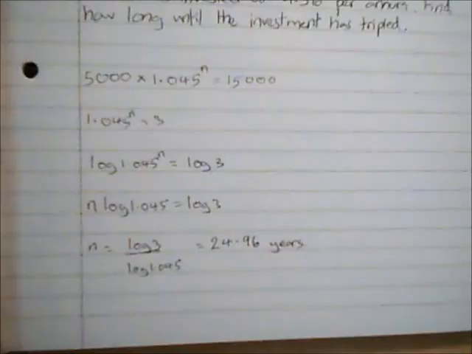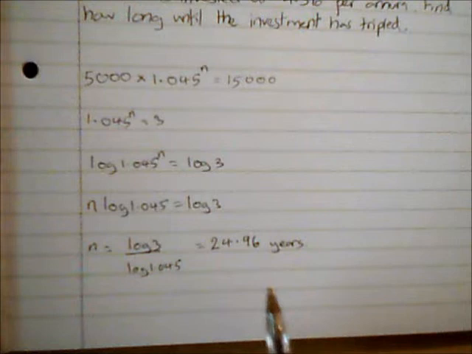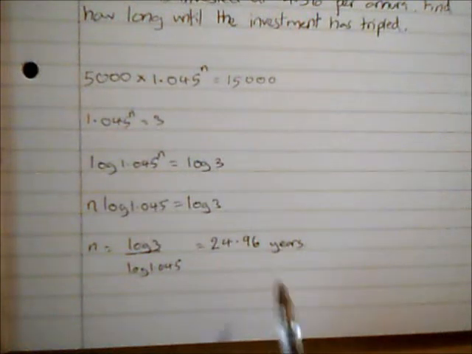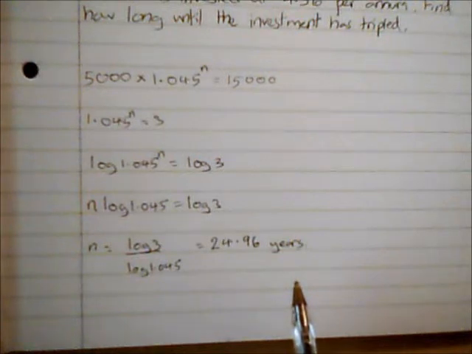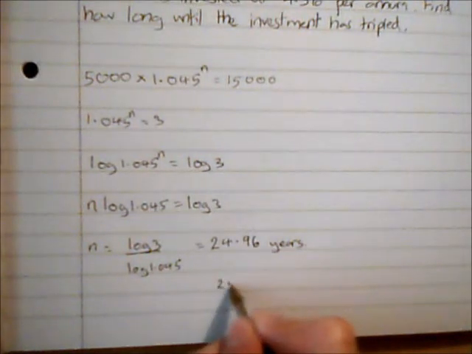But the interest is paid per annum, so at 24 years, it's not quite 15,000. 25 years is the time where the payment is made, which is going to reach the 15,000 required. So my answer is 25 years.